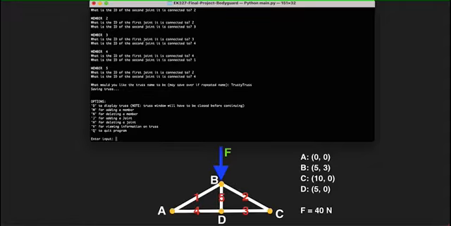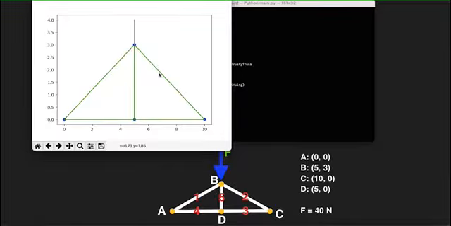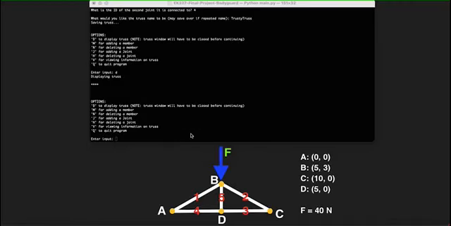Our first one, as you can see, is to display the truss. It's the display command, so I use D for that, and that immediately gives us a quick drawing of a diagram of the truss. Very simple, very straightforward. We have our members, our joints, and here this gray line is our external load of 40 newtons.